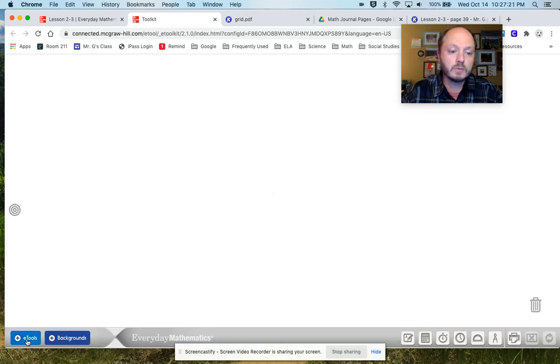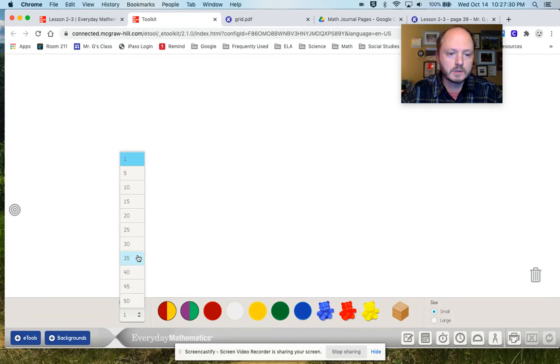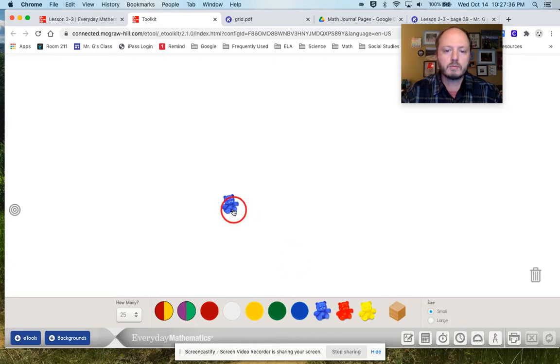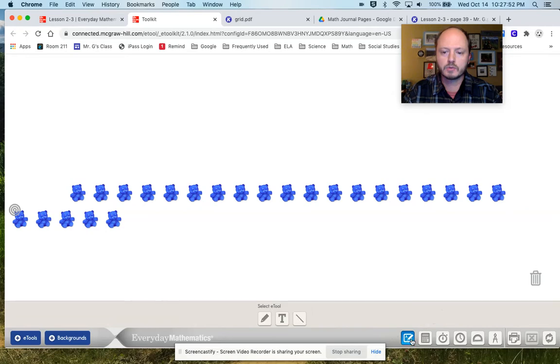And what we're going to use is the same thing we used before. We're going to make some arrays. We're going to take some counters. We're going to select 25 counters. I'm going to pick fun little bears here. And I'm going to get rid of one of them because 24 is what we're working with. And we know some of the facts already, right?